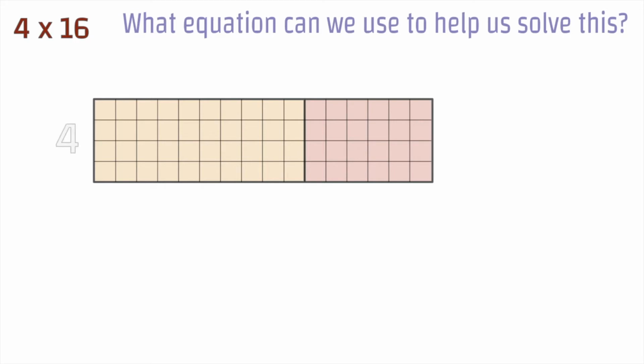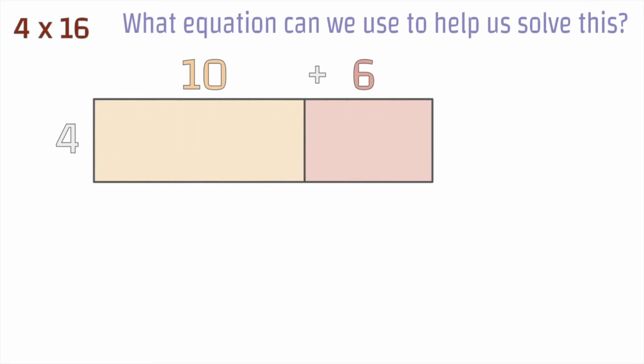Now, we don't normally have the lines, but we would have 4 up top, and then we would decompose the 16 into 10 and 6 because we got 10 on this side, 6 on this side. These are smaller numbers that are easier to multiply. Now, I added the lines just so you can see this is, in fact, 4 rows of 10 and 4 rows of 6, but we don't really need the lines.